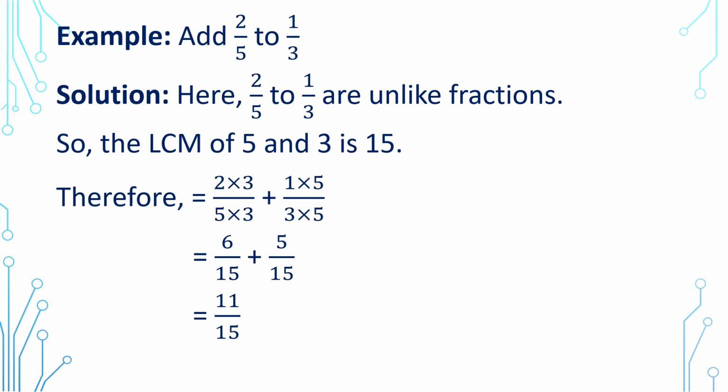So student, let's understand it by some more examples. Add 2 by 5 to 1 by 3. Here 2 by 5 and 1 by 3 are unlike fractions. So the LCM of 5 and 3 is 15. Therefore 2 by 5 we multiply by 3 and the answer is 6 by 15, and 1 by 3 we multiply by 5 and the answer is 5 by 15. So after adding, 6 by 15 plus 5 by 15, the answer is 11 by 15.